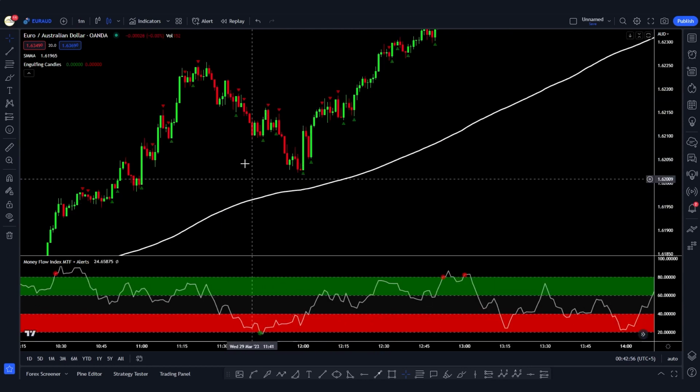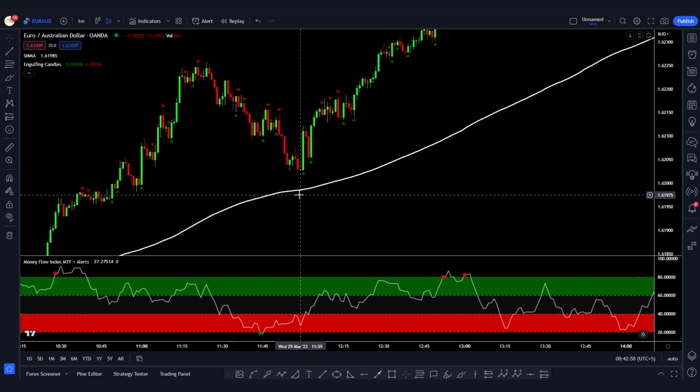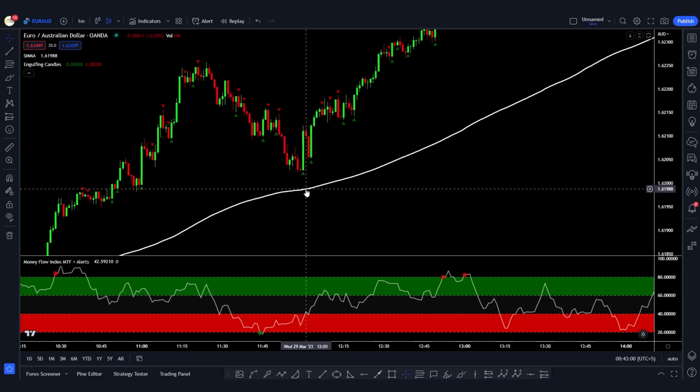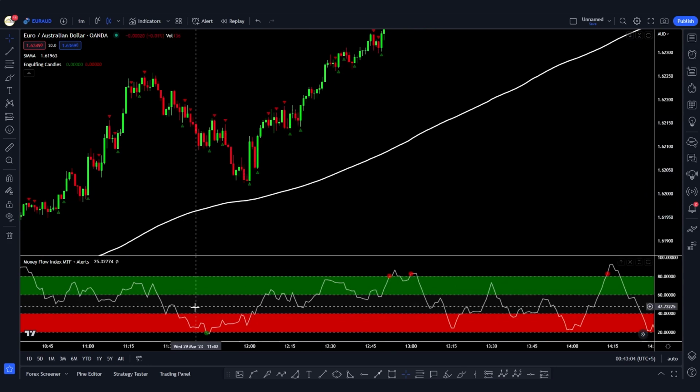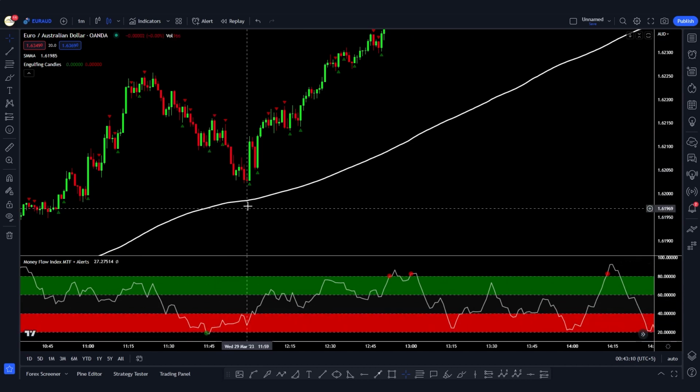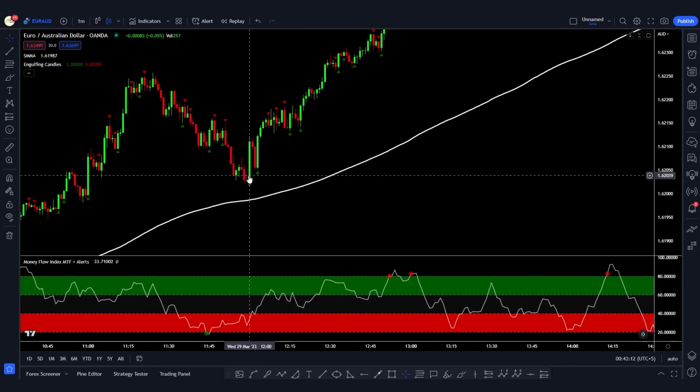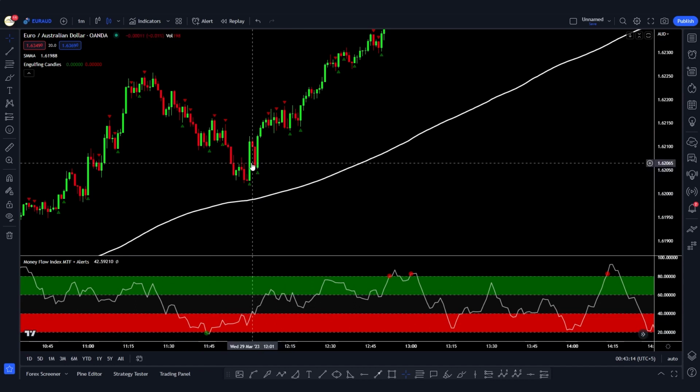So here you can see the market has come near the SMA line, indicating that there is a support in the market and there are high chances of market bouncing back. And also in the money flow index indicator, we can see the market returning from the oversold condition. So there is high likelihood that market will go in the bullish direction. And finally, we can see the formation of this bullish engulfing candle.